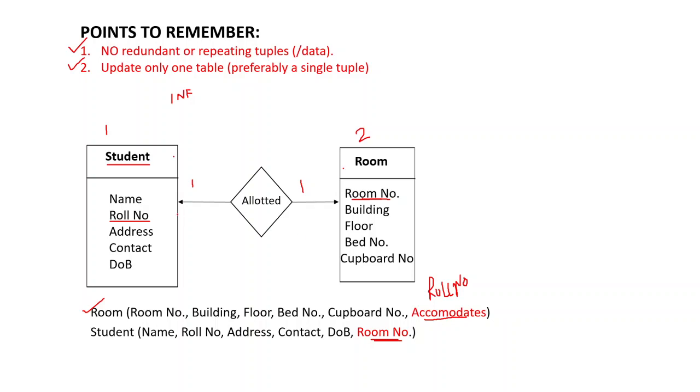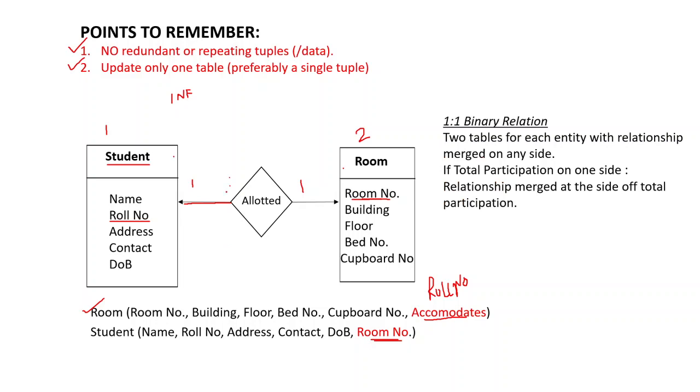But in this case, since all the students have to be allotted one room, the association between the student and room is a total participation. Now in case there is a total participation in a 1:1 relationship, we will be merging the relation into the table which is in the total participation. In this case, student.